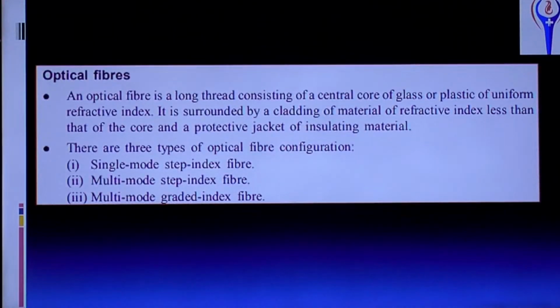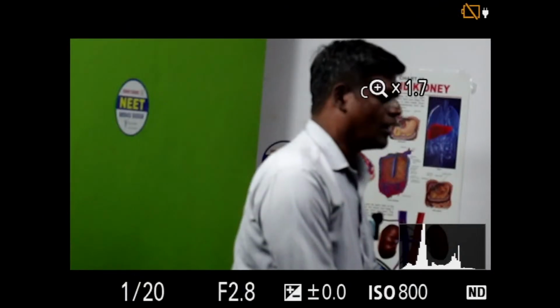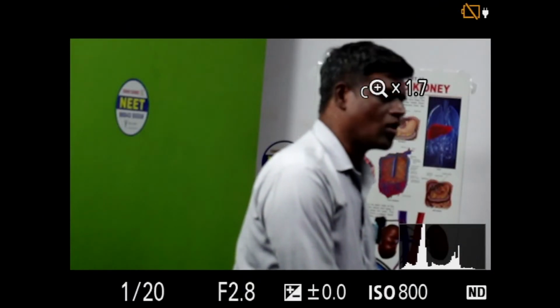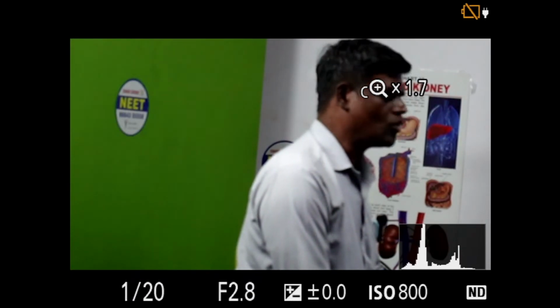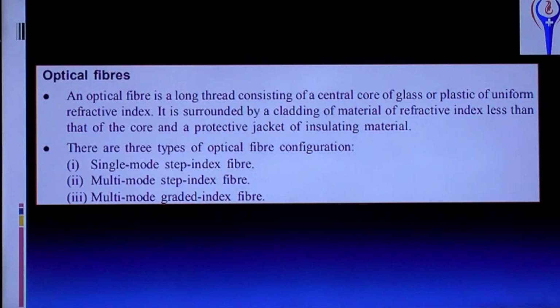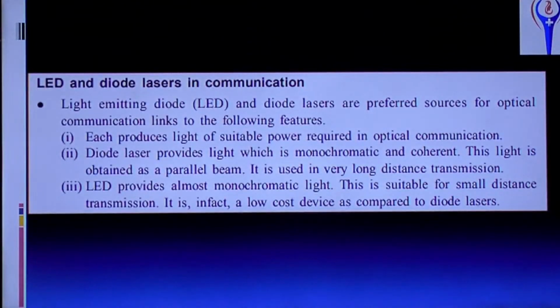Optical fiber will be used for long distance communication. Nowadays even Jio Fiber is there, and Airtel also is trying to switch to fiber optic communication systems, because there is no noise, no disturbance in optical fiber. And three types of optical fiber: single mode step index fiber, multi-mode step index fiber, multi-mode graded index fiber. LED or diode laser is a source to communicate from one place to another place. Light acts as a carrier wave to transmit the signal from one point to another point.